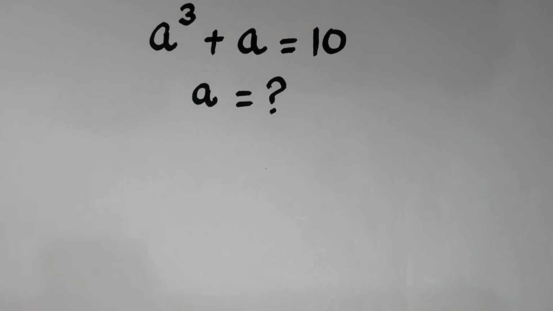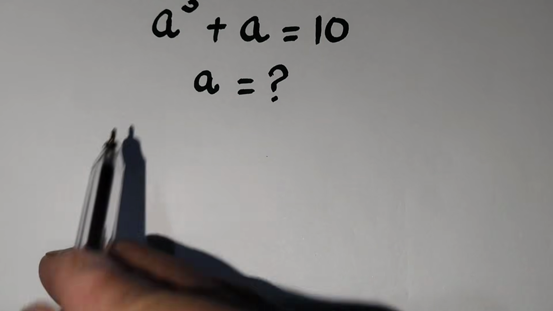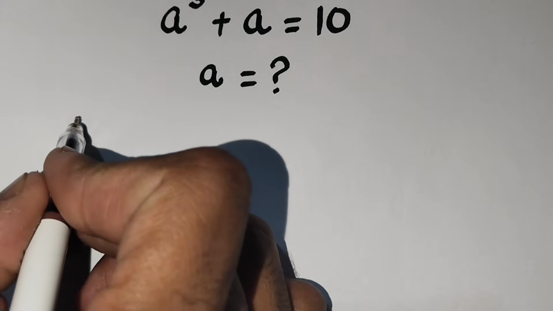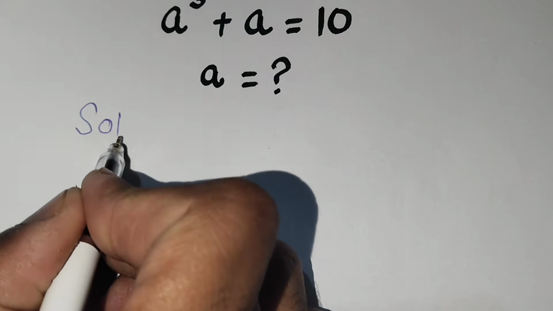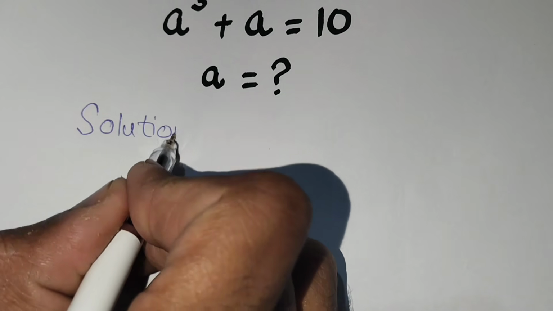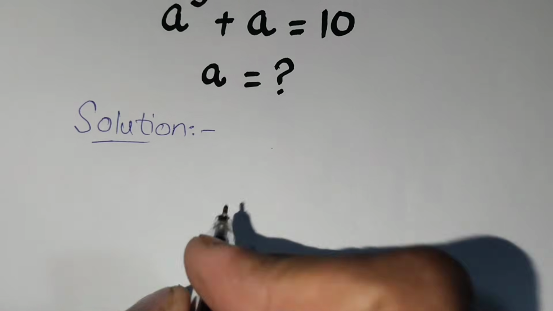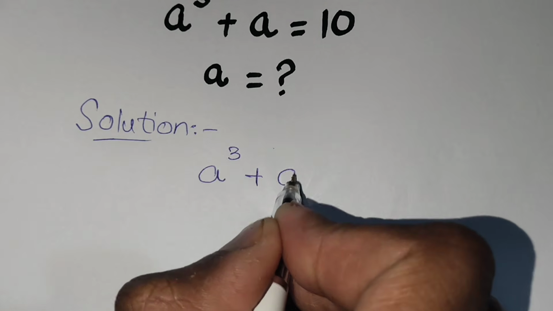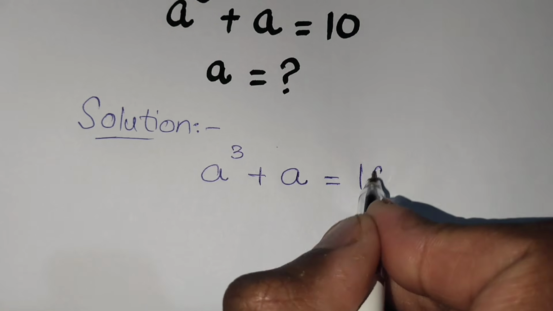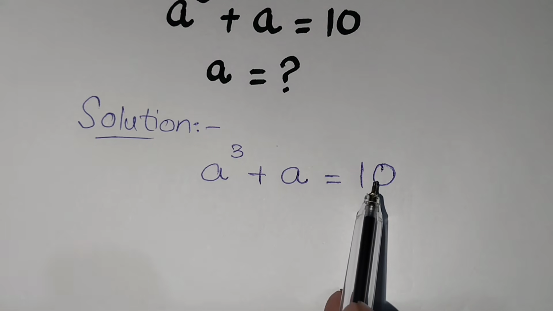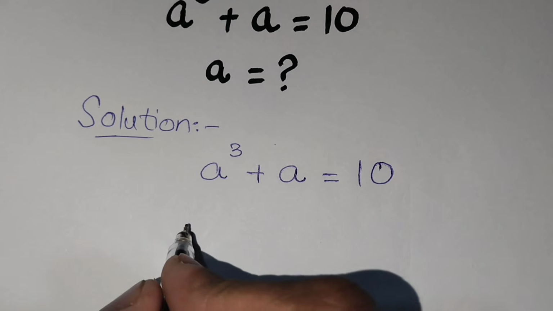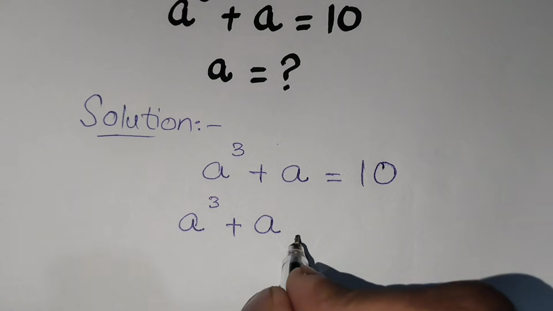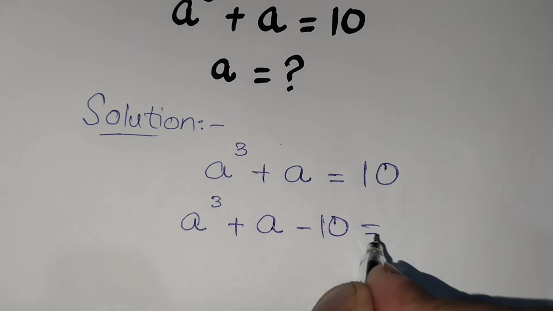Hi everyone, solve for a in this nice exponential equation. a cubed plus a is equal to 10. We have a cubed plus a is equal to 10. We will subtract 10 on both sides of the equation. a cubed plus a minus 10 is equal to 0.